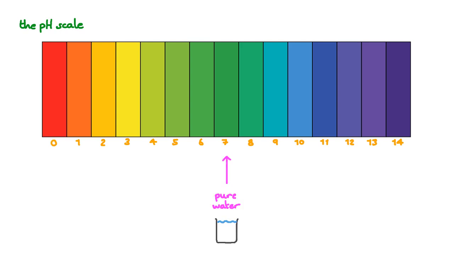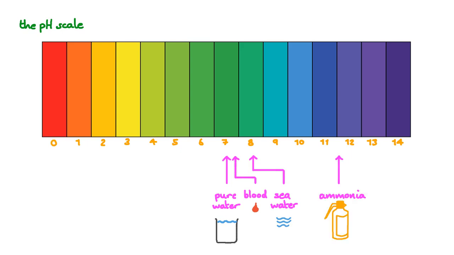As we've already observed, pure water has a pH of about 7. If you're healthy, your blood pH will be slightly more basic, at about 7.4. Seawater has a pH of about 8.1. A concentrated solution of ammonia will have a pH of about 11.6, and a concentrated solution of sodium hydroxide, which you might use to unclog a drain, would have a pH of about 14.